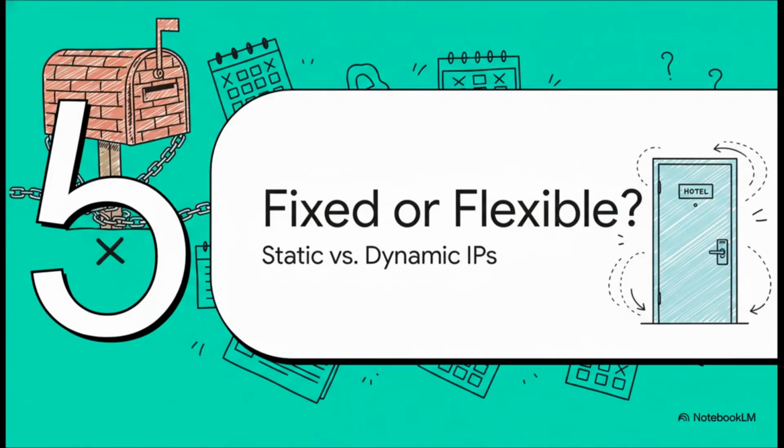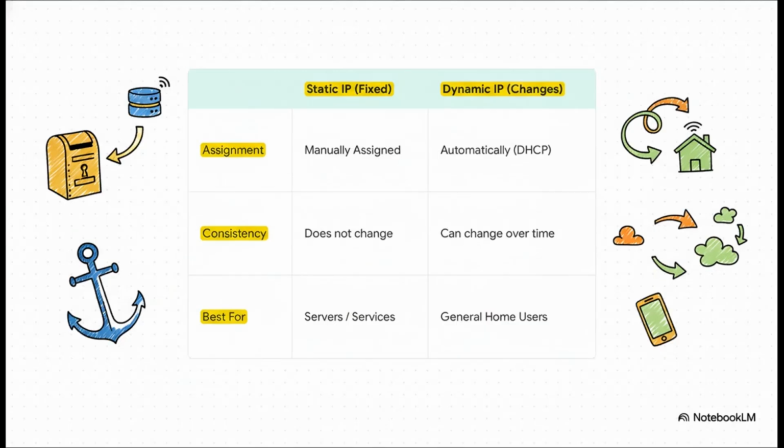Okay, one last piece of the puzzle. We know you have an address, but is that address permanent, like a P.O. box you own forever? Or is it more flexible, kind of like a temporary hotel room number you get when you check in? Well, there are two types. A static IP is fixed, it does not change. This is your permanent P.O. box, and it's absolutely essential for things like web servers that need a consistent, reliable address people can always find. A dynamic IP, on the other hand, is assigned automatically, and this address can change from time to time. This is more like a temporary forwarding address, and it's perfect for most of us at home.